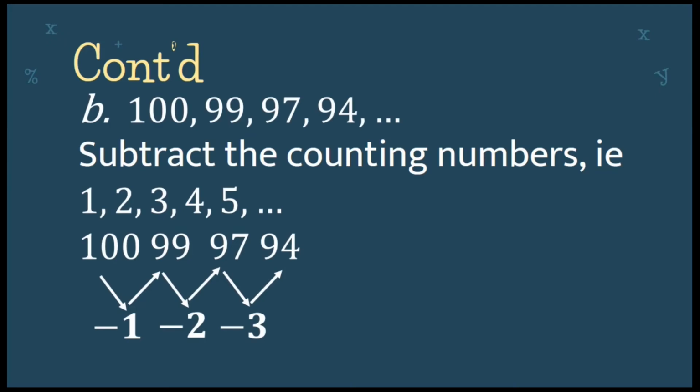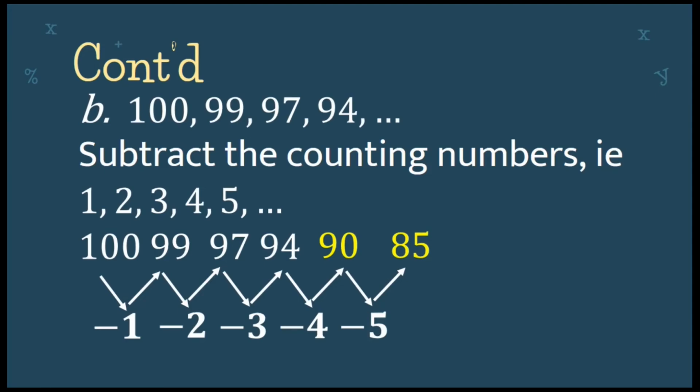How do I get the next 3 terms? So we'll continue using counting numbers. What is the next counting number after 3? That is definitely 4. So I'm going to subtract 4 from 94, and that will produce the next number, 90. Let's continue the sequence. This time I'm going to subtract 5 from 90, and that will produce the number 85.